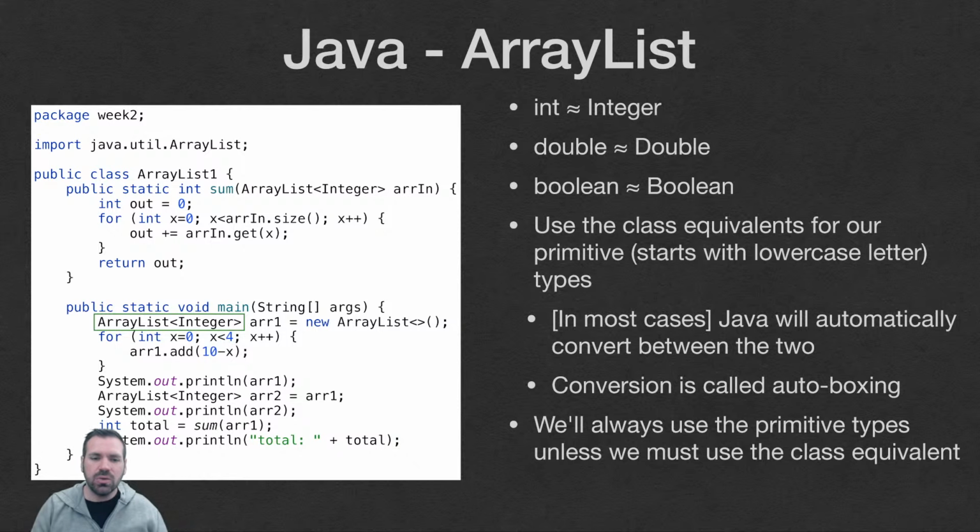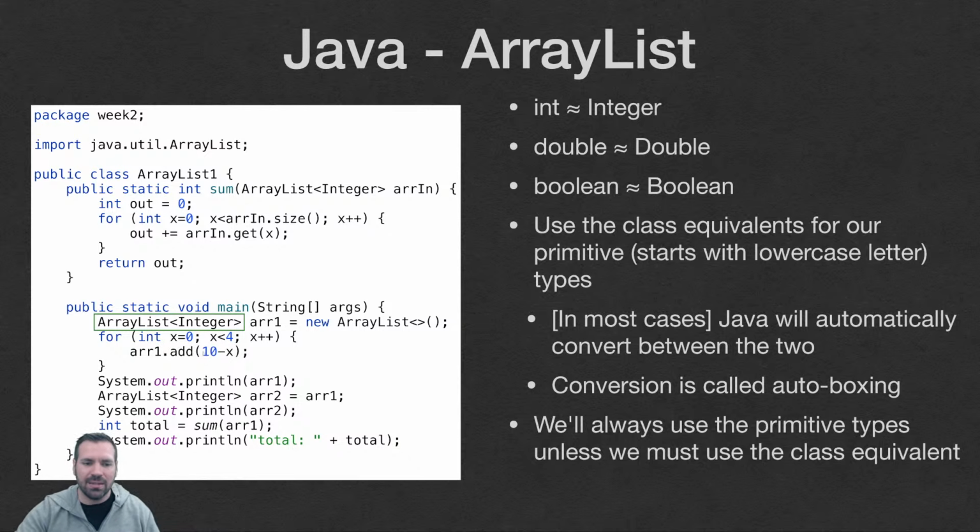And Java is usually pretty good about converting between these. For example, in the sum method, I have an int out, and then I'm adding to out, of type int, a value from the data structure of type Integer. So I'm going to add an int and an Integer. That's perfectly fine. Java just says, oh, I know what you're doing here. It's called autoboxing. Let me auto convert your Integer type into an int type and then perform the addition. So in most cases, it's going to do that.